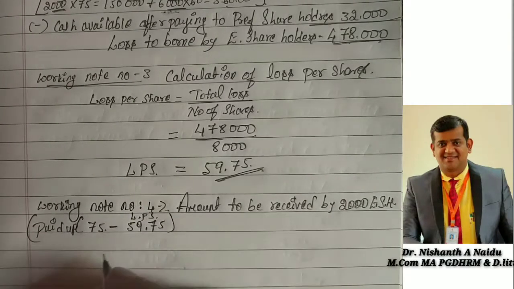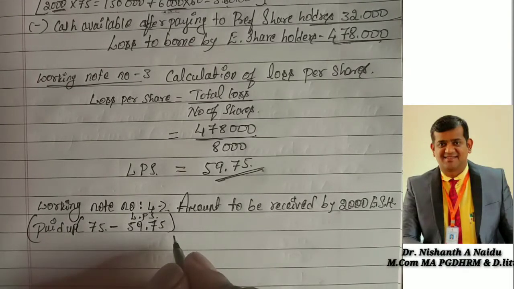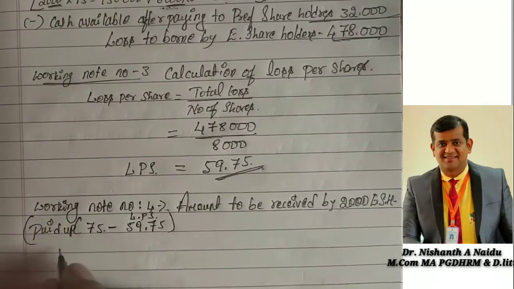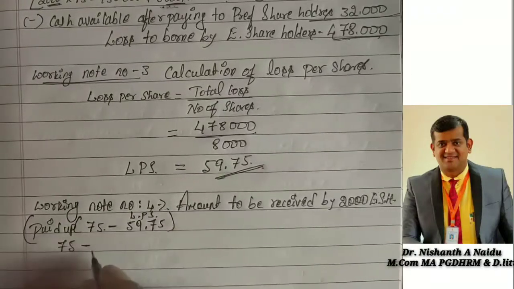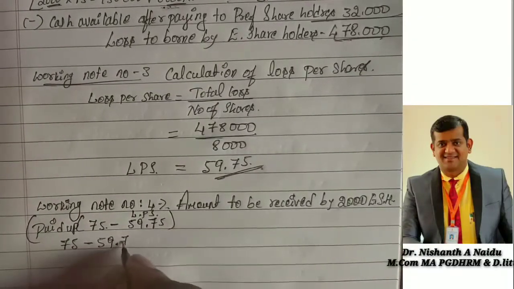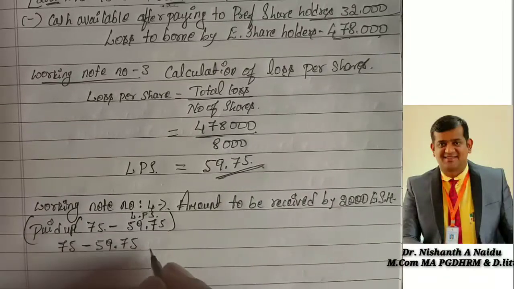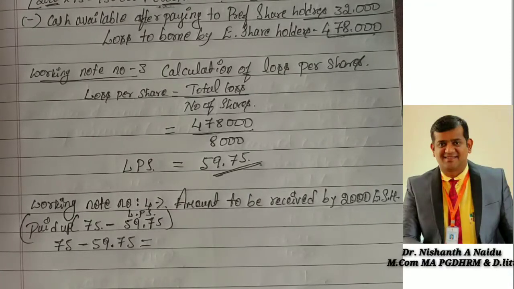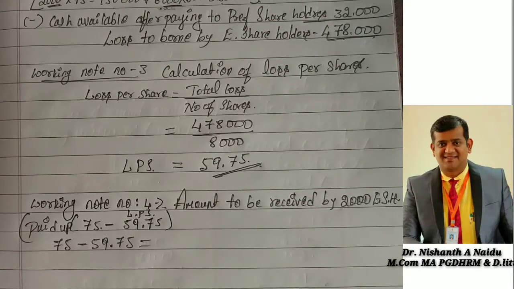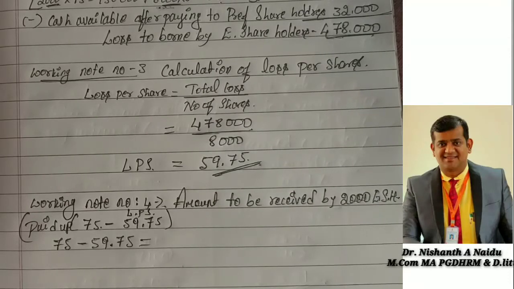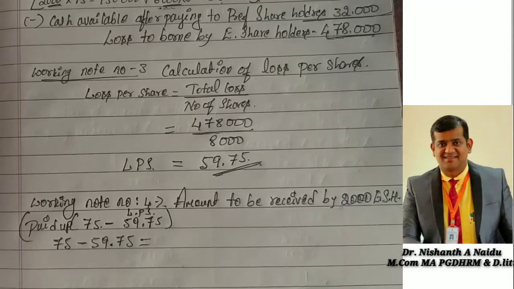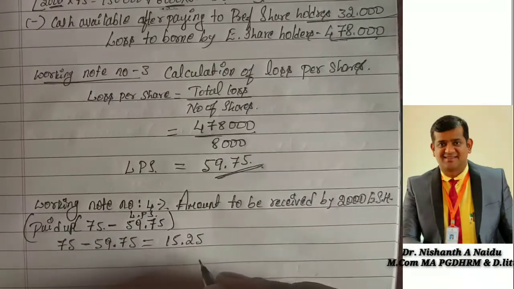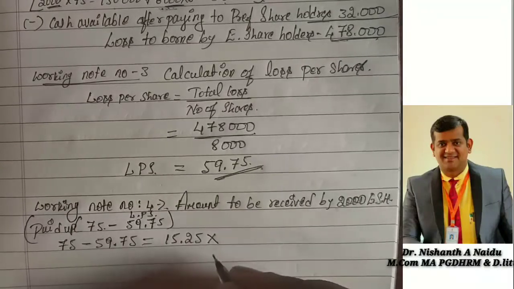So the difference is paid up minus LPS. Paid up 75 rupees minus loss per share 59.75. The difference is 75 minus 59.75, which is 15.25. The difference is 15 rupees 25 paise into how many shares?